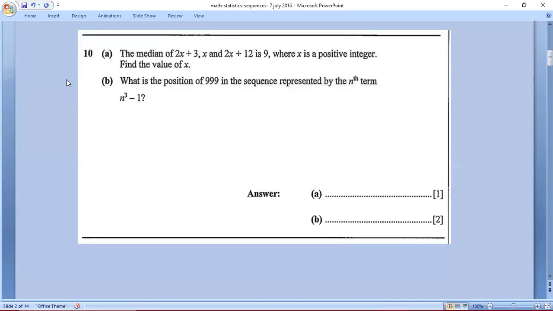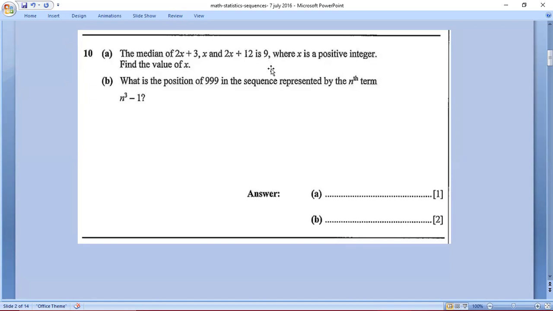So in other words, they've expressed each figure in terms of an algebraic expression. That is, 2x plus 3 represents one number, x represents another number, and 2x plus 12 represents another number. And the median for the three numbers is 9. So from statistics, to answer this question, you first need to understand what median means. What is a median or a mode?